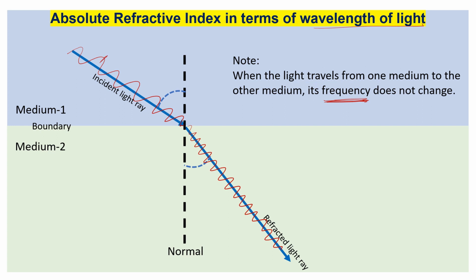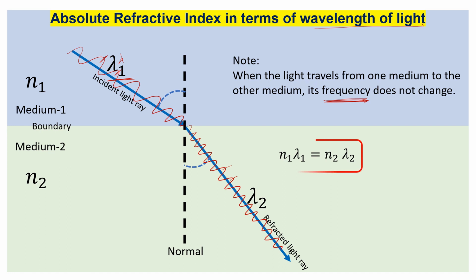Look at here. We represent the wavelength with the letter lambda. Here there is a change in the wavelength. In medium 1, if it is a rarer medium, the wavelength is larger. When it enters the denser medium, the wavelength decreases. In terms of the wavelengths, we can write the equation like this: if in medium 1 the wavelength is lambda 1, and in medium 2 the wavelength is lambda 2, then the equation becomes n1 lambda 1 equal to n2 lambda 2.